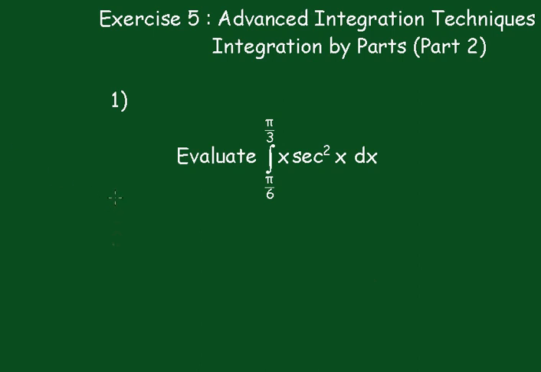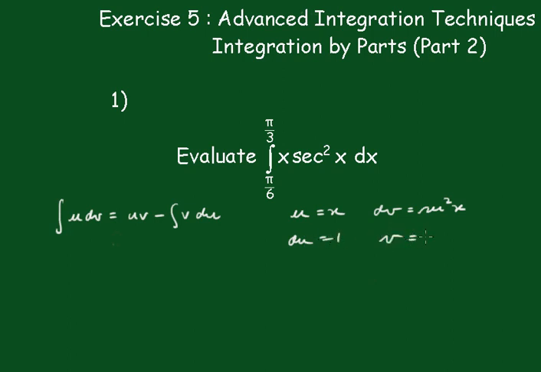Okay, now here's the solutions. Now remember, the integral of u dv equals uv minus the integral of v du. Here u will be x and dv is sec squared x. So du equals 1 and v equals tan x.